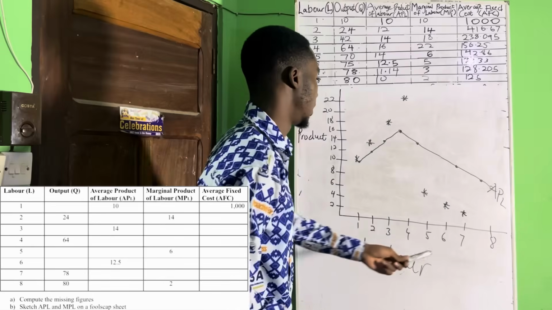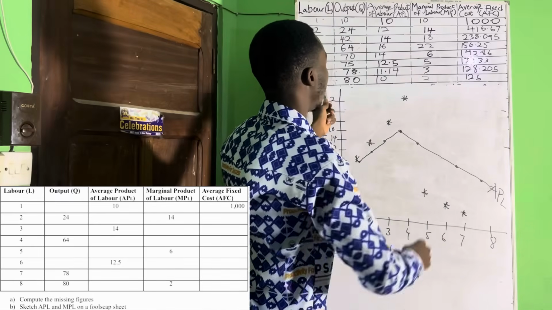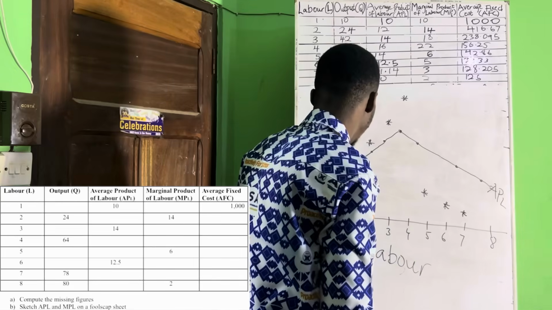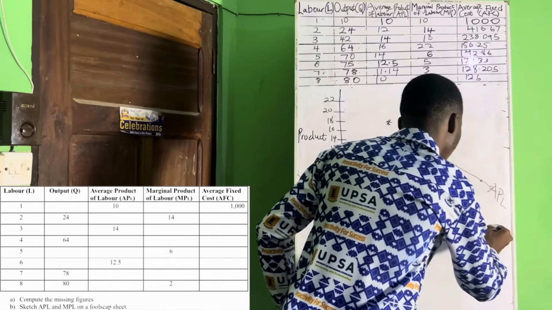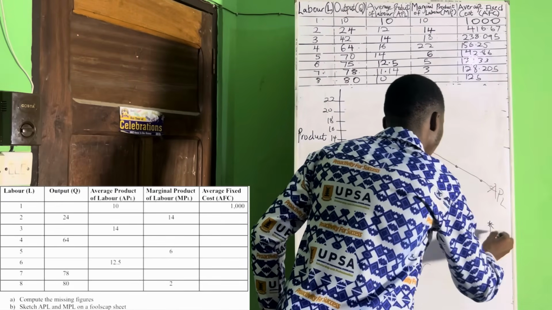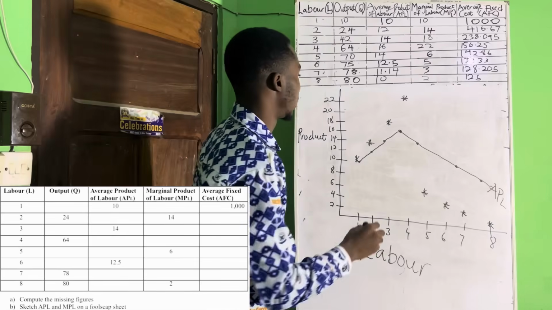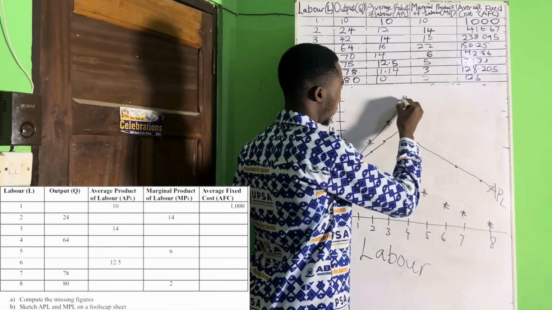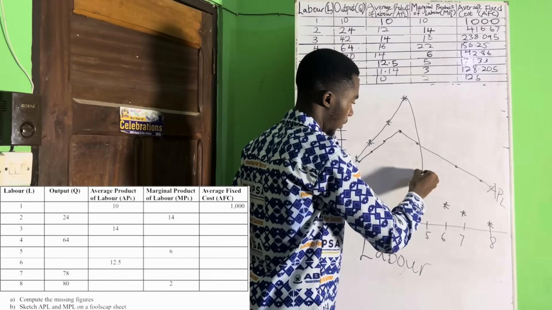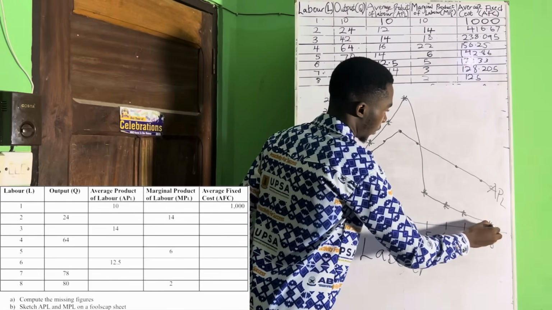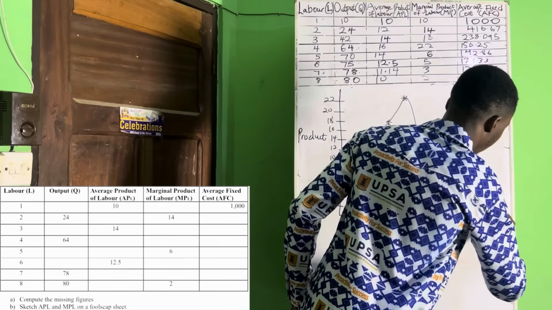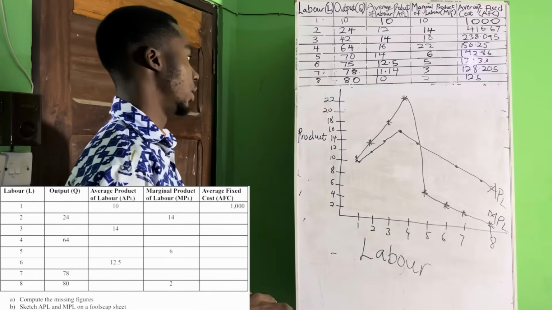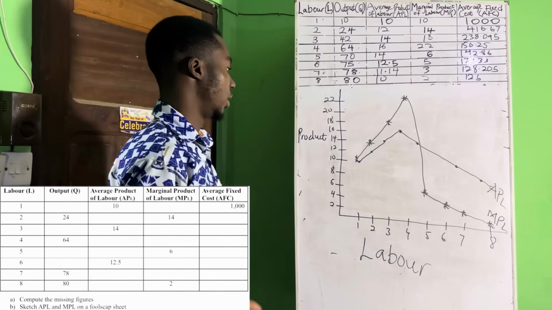Then labor 8, marginal product of labor is 2, which is our last one. So labor 8, that one is 2, somewhere here. So now we can also draw a line to connect all of them. Get it? So this is our marginal product of labor. This is how we draw it. So yeah, you are done drawing it.